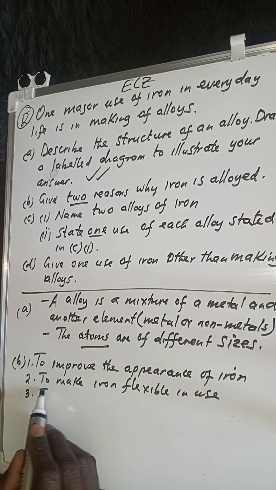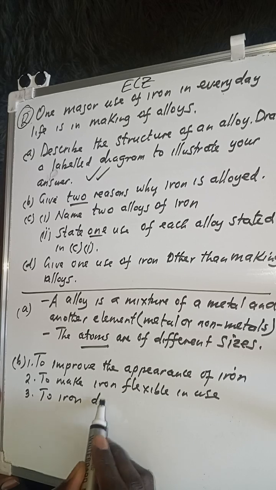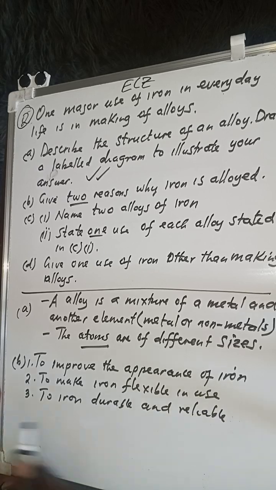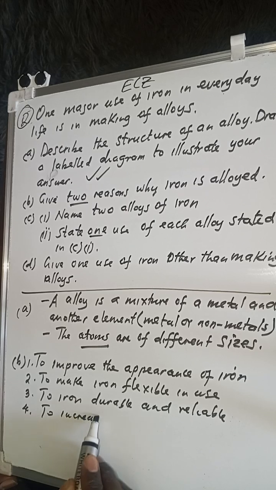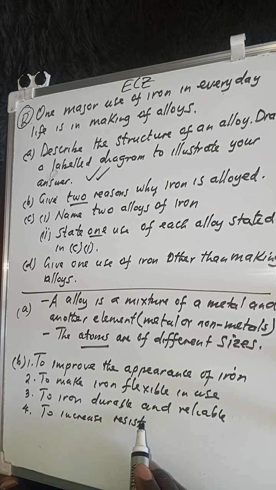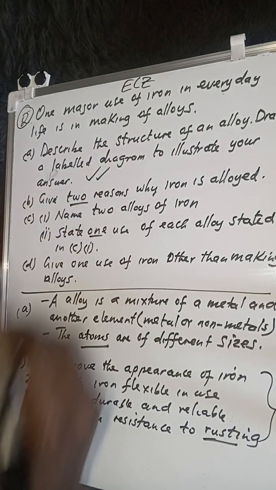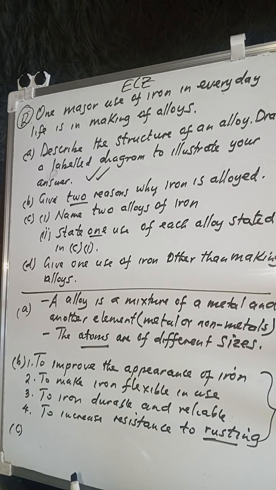Another one, you can simply say, to make iron durable and reliable. So that's the other reason. The other reason that you can talk about, to increase resistance to rusting. In this case, I'm not saying corrosion, but I'm saying iron does rust, so to increase resistance to rusting. You can choose any, because the question wanted you just to state 2 reasons why iron is alloyed.